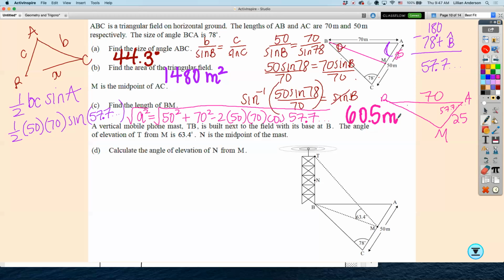Calculate the angle of elevation from N to M. You have to visually be able to understand a horizontal ground and a vertical pole make a what angle at B? Right. It makes a right angle at B. So you have a right triangle inside of this problem that we've been doing law of sines and cosines with. TB is that vertical pole and BM is that line that's on that horizontal ground. So you have a 90-degree angle here. N is the midpoint of TB and the angle of 63.4 is here. Didn't we find BM already? Oh, yeah. It was that 60.5 number that's still in our calculator.